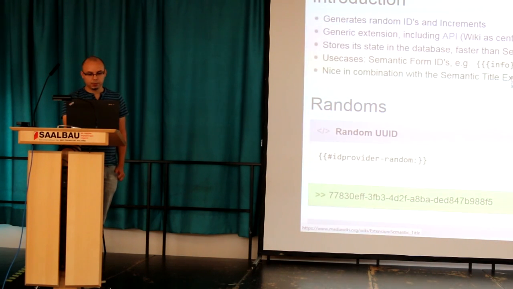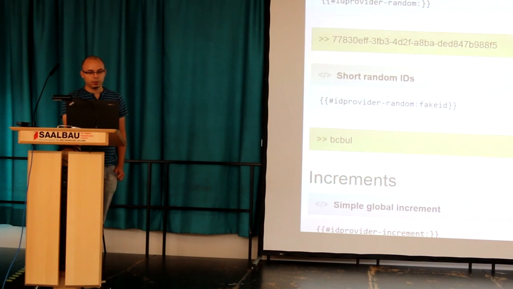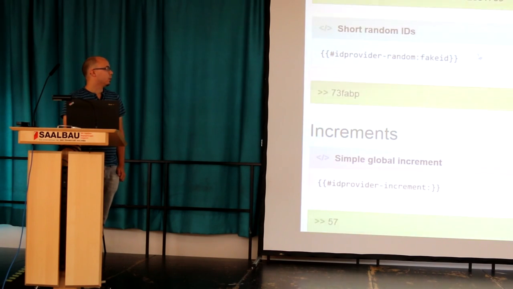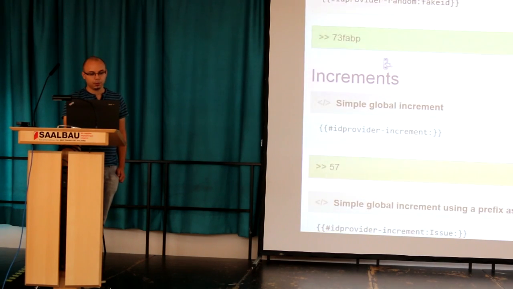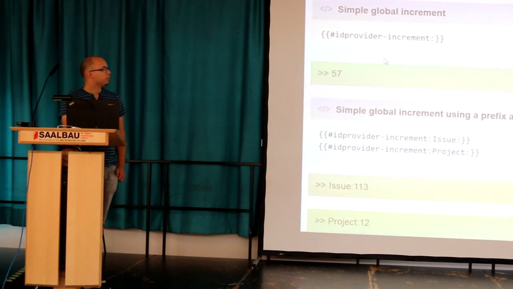So some examples. You use the ID provider random function, and you will get a UUID string. And if you hit refresh, you will get a new one. And you can also use shorter random numbers, which are pretty random too. And if you want, you can also get increments. So if I hit refresh here, it will become 58.